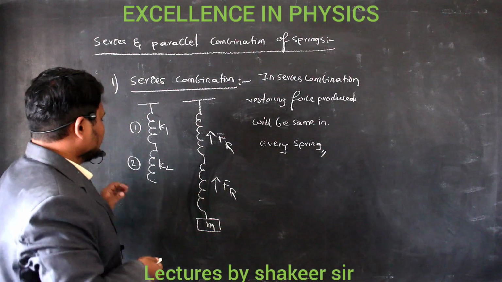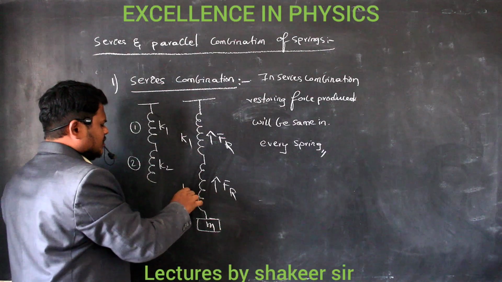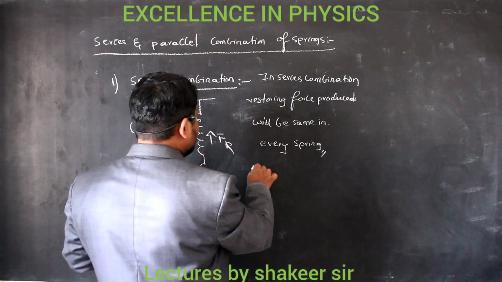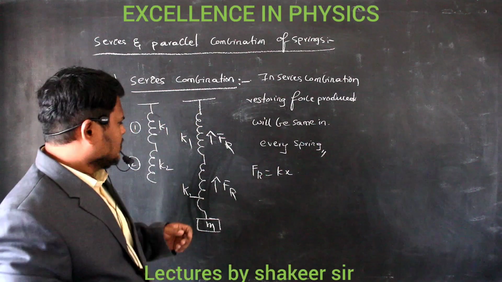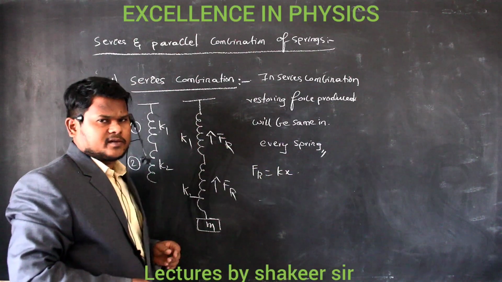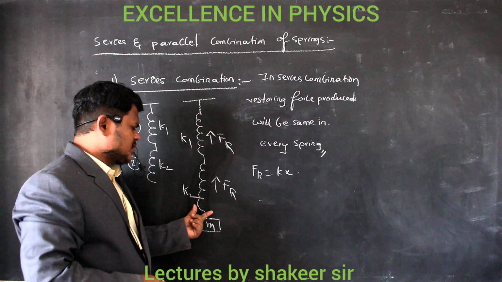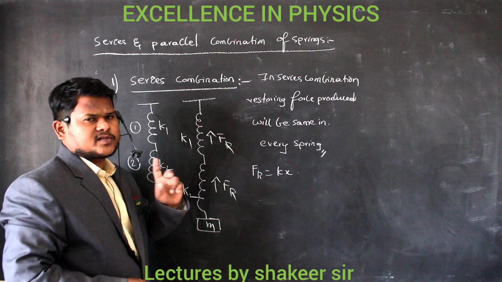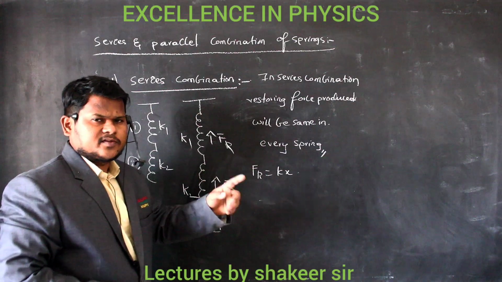Clear? Okay. But they are having different k values, no? This one is having a k value of k1 and this is having a k value of k2. Clear? So what is meant by restoring force? Restoring force is equal to k into x, magnitude wise. So therefore, if their k values are equal, then x values also should be equal. For example, if k values are equal, if elongation produced in this spring is 2 centimeters, then elongation produced in the first spring also will be 2 centimeters. But if k values are different, then elongation produced also will be different.